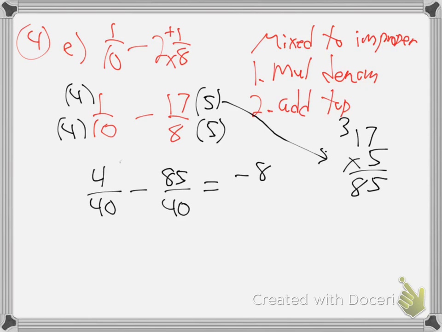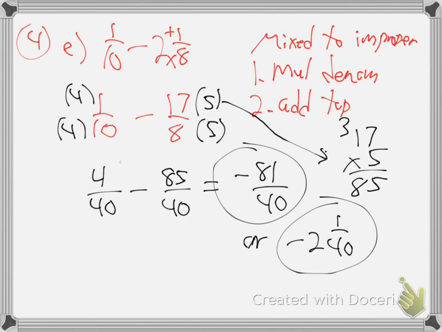Subtract those, minus 81/40. And that's fine, or you can make it back into a mixed number. Either, I'm good with either one. If I don't say on the test, then it's good either way. Or you can make it minus 2 1/40. Either one, they're both right. And I'm good with either one on the test. It doesn't matter.